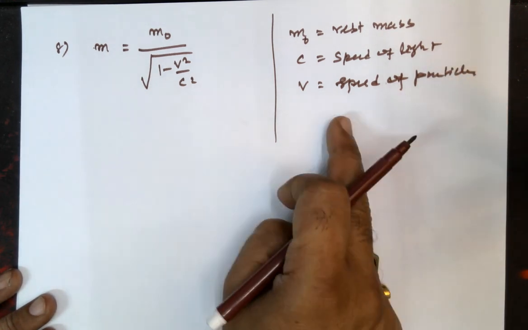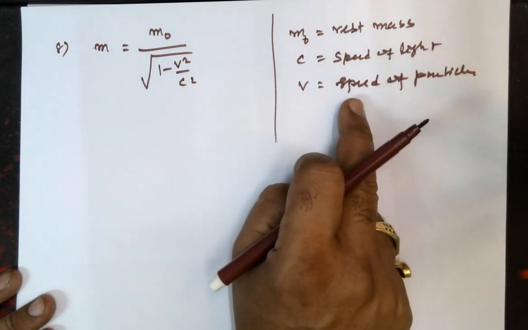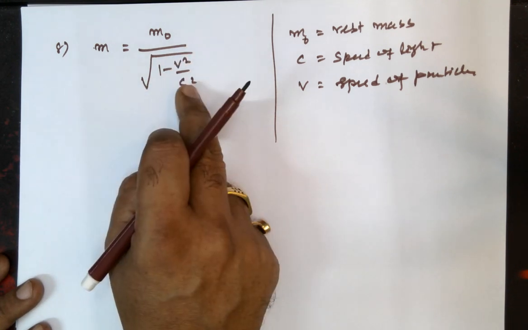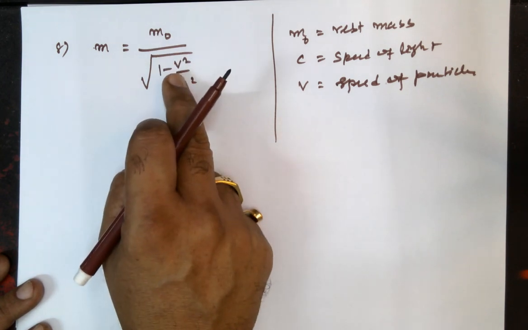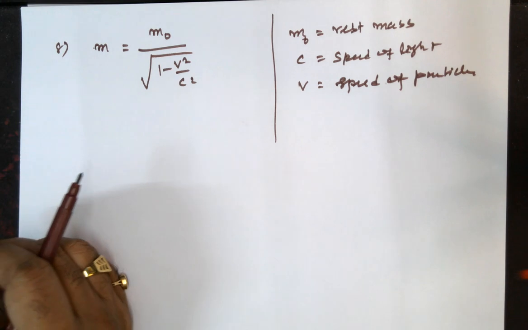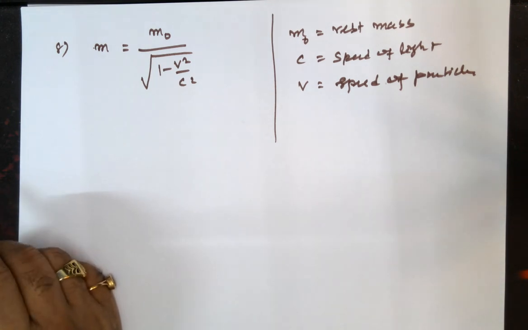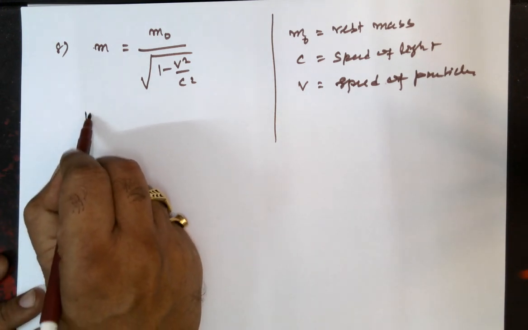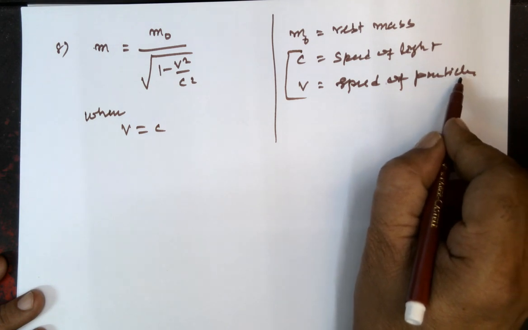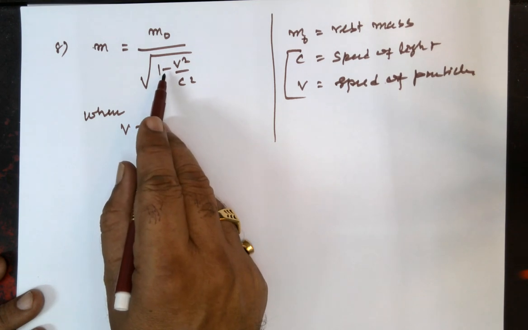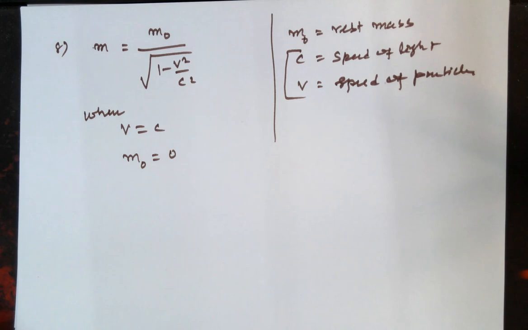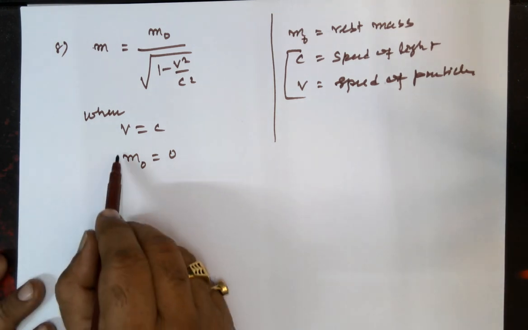When the speed of the particle is on par with the speed of light, it means it loses its mass. Why? Because v is equal to c means v squared by c squared becomes 1, and 1 minus 1 is 0. So m naught divided by 0 is infinity. It means it doesn't have mass. So the rest mass is 0. When the velocity of the particle is equal to the velocity of light, this becomes 0, so you can bring this here, and m naught becomes 0. The rest mass becomes 0. That is, the rest mass of photon is 0.